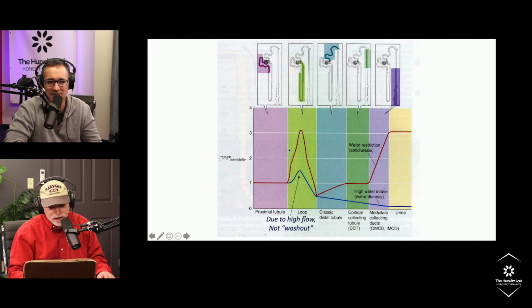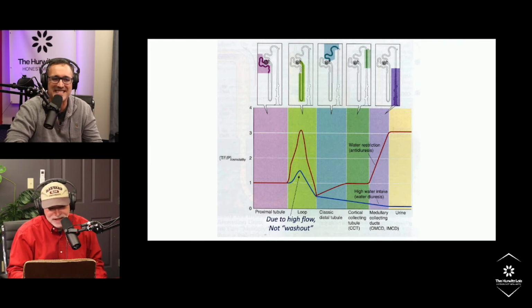Now here's the loop of Henle. Big change here. Now what's the difference between the red line and the blue line? The blue line is when you have a high flow. This isn't washout. This is high flow. It may not be this big, but this is not my drawing. But this is the action. They should have changed the colors. They should have split the green into two so that you had the descending limb, the bend, and then the ascending limb, because that is so important there. But you see, it is cool.